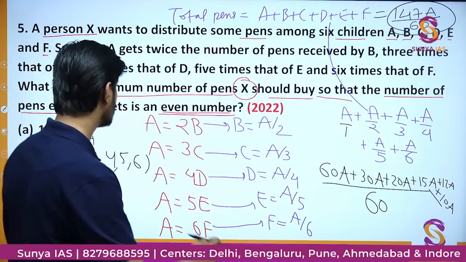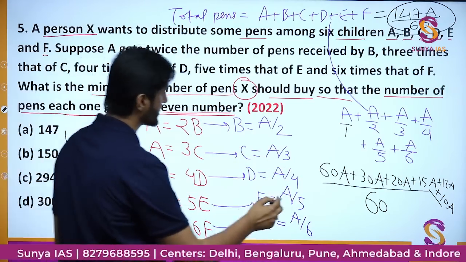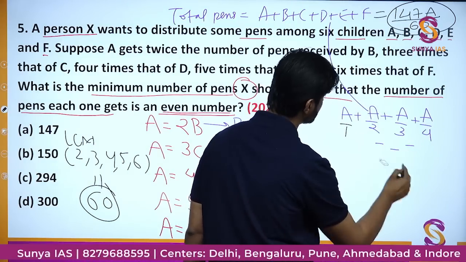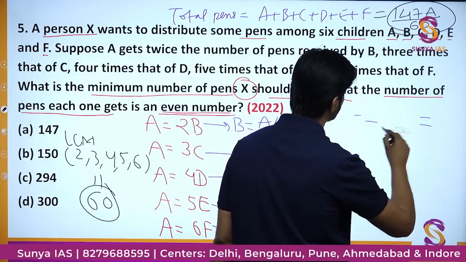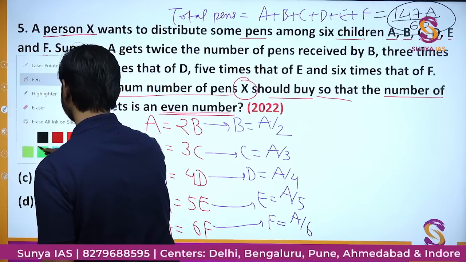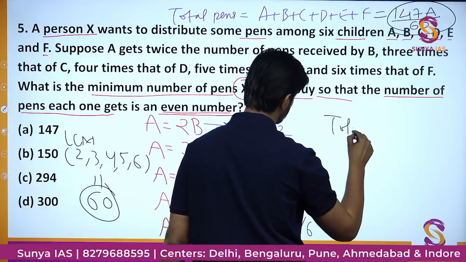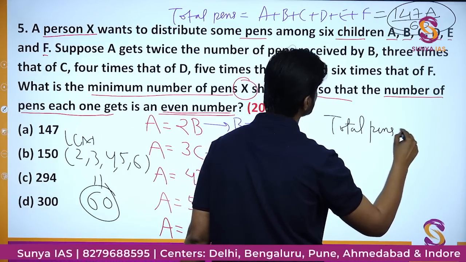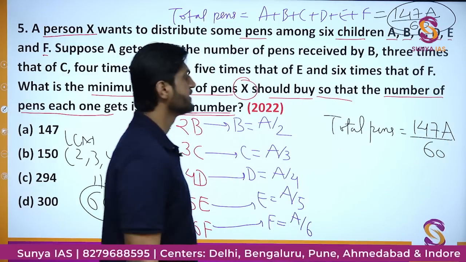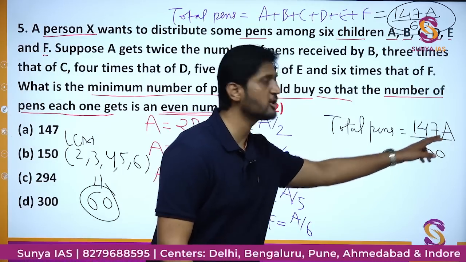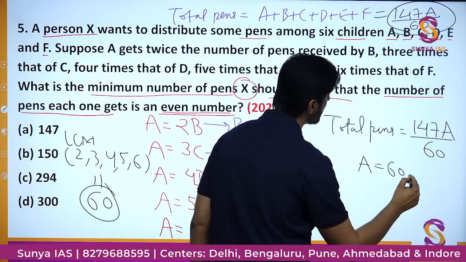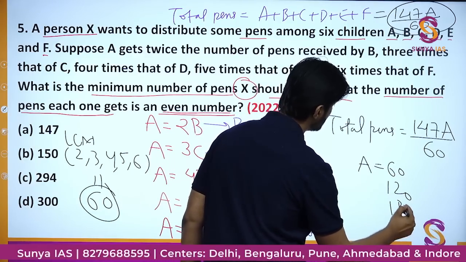So let me just erase it and write that value here again. After all this fraction addition using the LCM topic, we have the total number of pens to be 147A upon 60. Now we must know that A should be a multiple of 60 so that we get a perfect number here. So A should be either 60 or 120, 180 and so on.